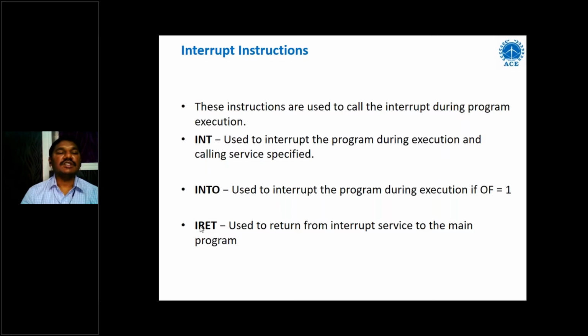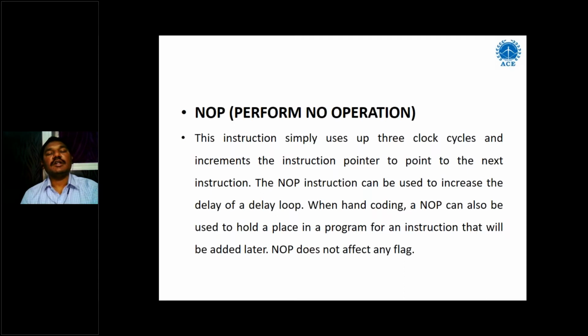Then we have these three instructions. NOP, used in some programs. This NOP statement performs no operation. No operation means at that time nothing is done, but this instruction simply uses up 3 clock cycles and increments the instruction pointer to point to the next instruction. The NOP instruction can be used to increase the delay of a delay loop when coding. A NOP can also be used to hold a place in a program for an instruction that will be added later.